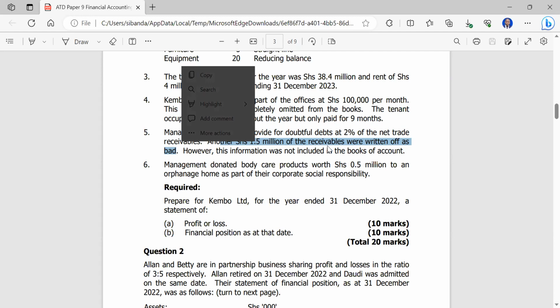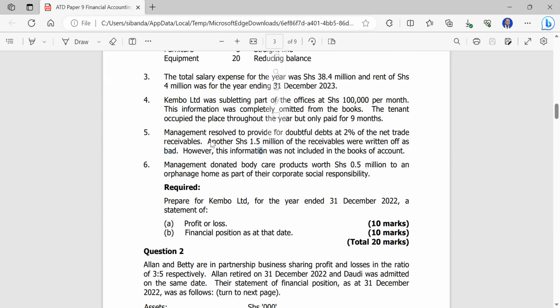When we say provide for doubtful debts, it means that we have certain debtors or receivables that we are not sure we will receive. And so we make a provision. Provision is like we set aside part of our profits to cater for that loss in case it happens. But in case they are telling us that another 1.5% was written off, we only provide for the balance after writing off.